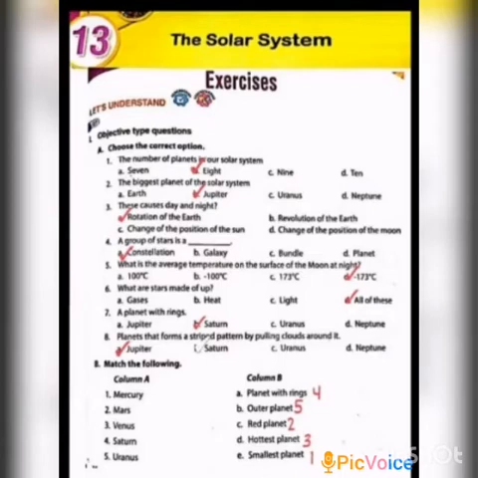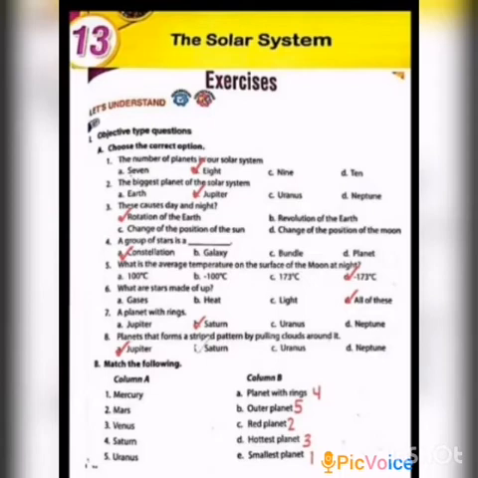Options A. 7, B. 8, C. 9, D. 10. How many planets are in our solar system? Yes, 8. The number of planets in our solar system? Answer B. 8.